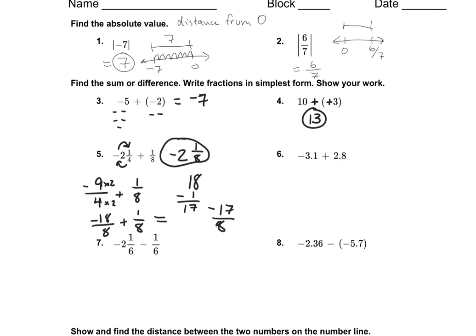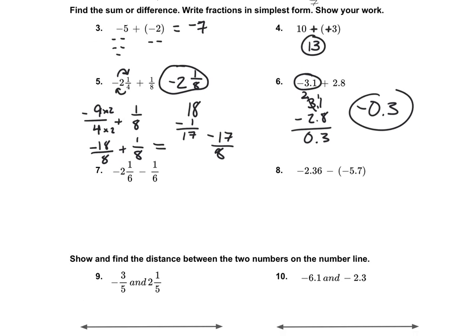Number 6, I'm adding, so I don't have to worry about doing any karate math. I have a negative and a positive, so those two are working against each other, right? I have to borrow from my neighbor. 11 minus 8 is 3. 2 minus 2 is 0. My greater value is negative, so that's the one I'm going to go with, meaning this is -0.3.